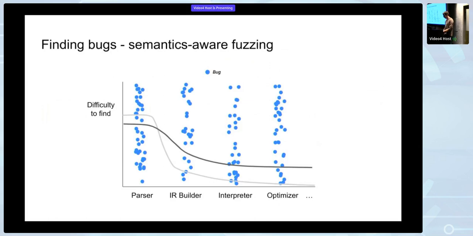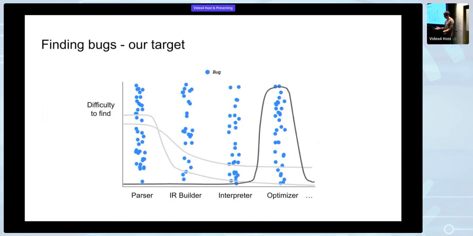This picture gets a little bit better if we have something like semantics-aware fuzzing, where we're able to generate programs that we know are syntactically or semantically valid, but it's still not targeting the latter parts of the engine specifically. So what we'd like to do, and what we're going to try to do with this work in FaJITA, is to try and target this part specifically.